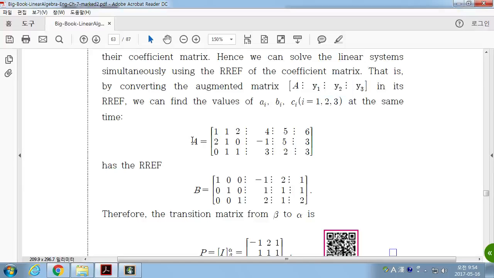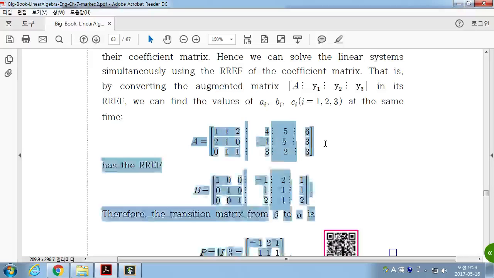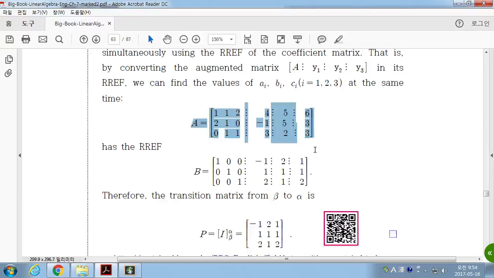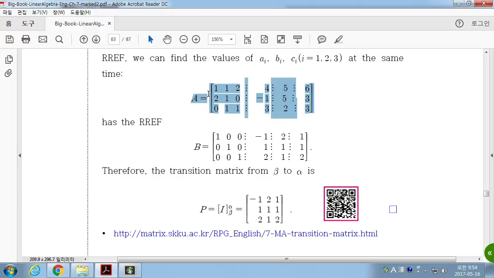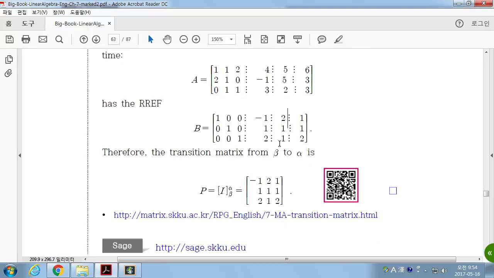So you form another matrix. This isn't A, so we have to change this. This was A, so this should be A prime. Then you have this A prime, the augmented matrix. Then you can find the RREF of this, isn't it? Then this gives you the first column, second column, and third column of the matrix P. So this part is actually the transition matrix from beta to alpha, which is this.